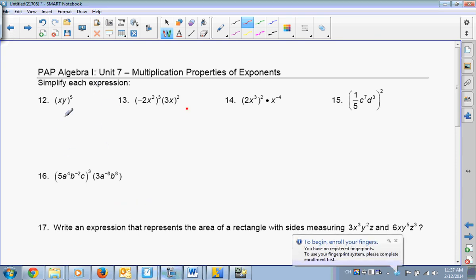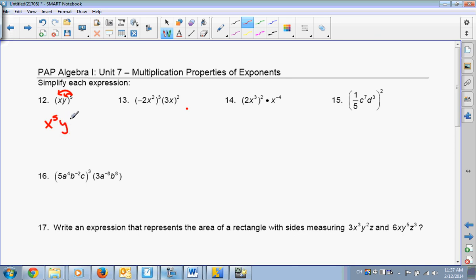Okay, so number 12, you're just distributing 5 to the powers of the x and the y. So you just get x to the 5th, y to the 5th.